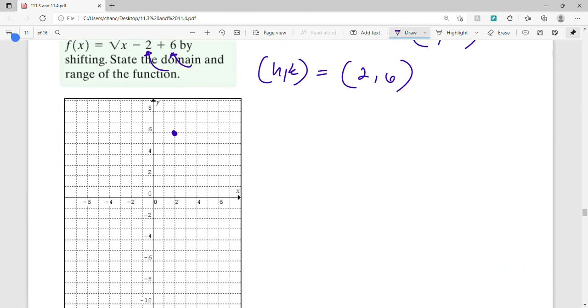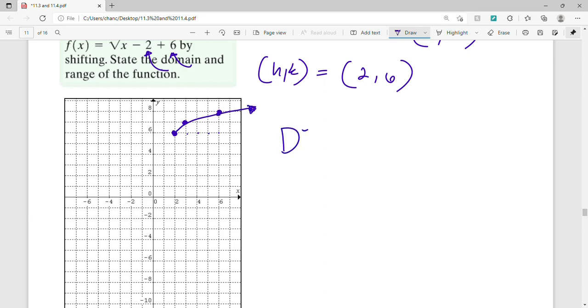So we'll draw that here. Right 1, up 1, right 4 (1, 2, 3, 4), up 2. And so I have that nice smooth curve now. It's half a parabola.